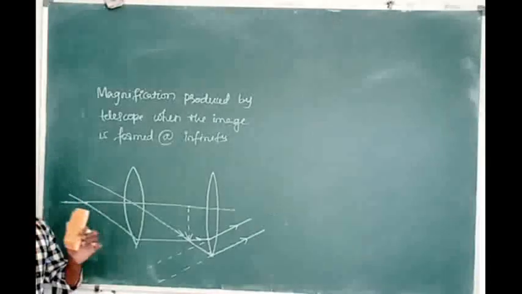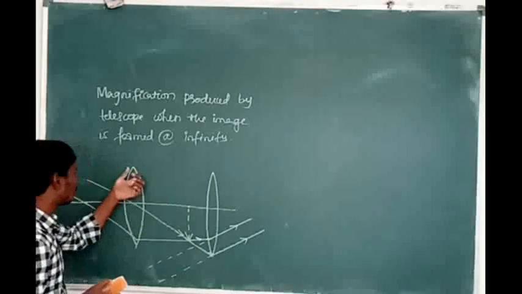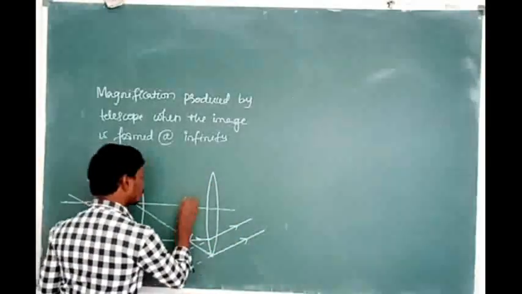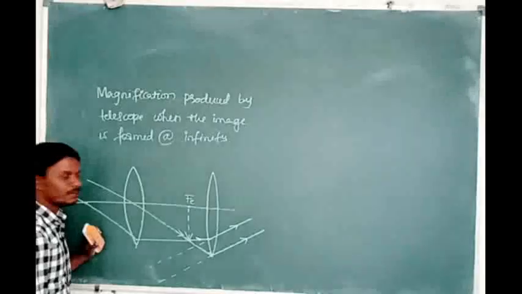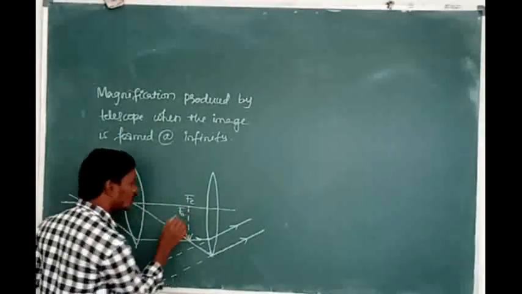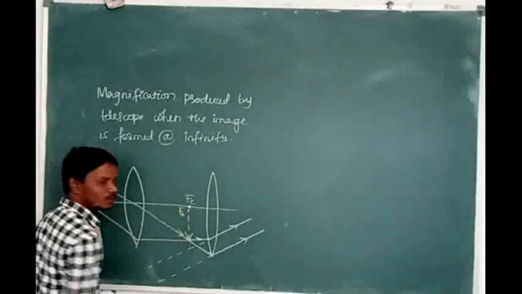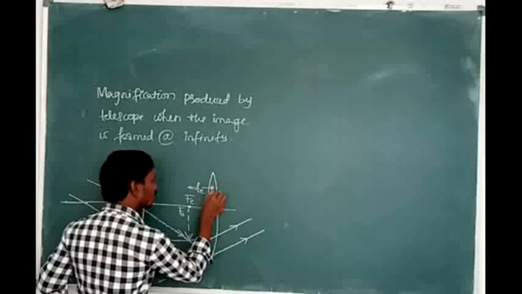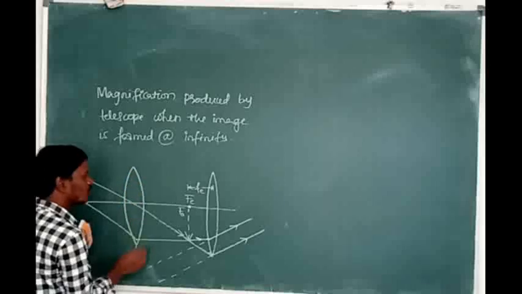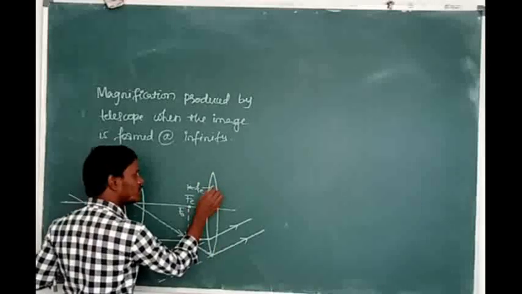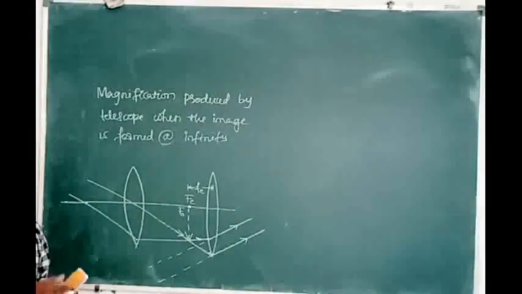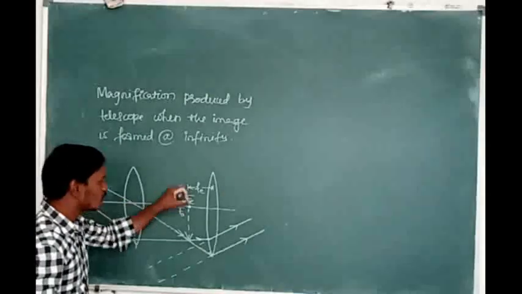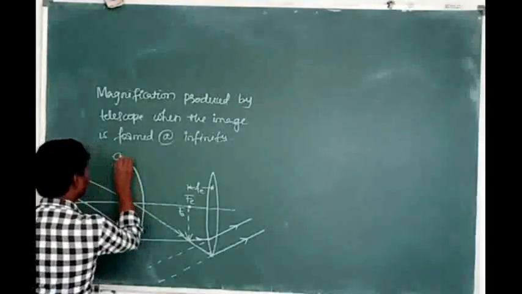So, the image is formed at infinity only when the image formed by the objective lens is at the first principal focus of the eyepiece. It is the first principal focus of the eyepiece and it is the second principal focus of the objective lens, and both coincide. Then the focal length of the eyepiece can be taken as f. Means the distance of the image formed by the objective lens from the eyepiece, that is UV, is equal to f, the focal length of the eyepiece. See here, once again, the image formed by the objective lens acts as an object for the eyepiece.